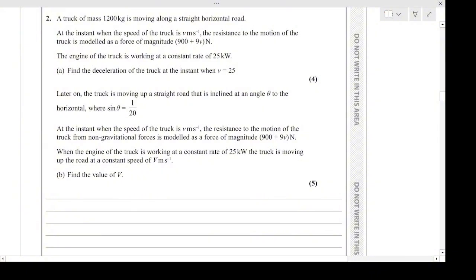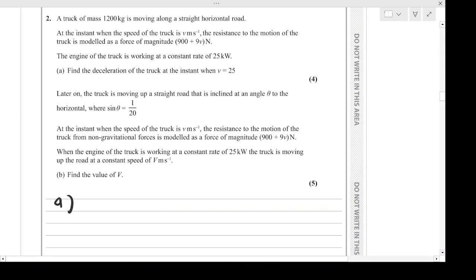So we've got a truck of mass 1,200 kilograms on the straight horizontal road. At the instant when the speed is v, the resistance to motion is modelled as a force of magnitude 909 v. The engine is working at constant rate of 25 kilowatts. And so firstly, find the deceleration of the truck at the instant when v is 25. Now, deceleration is just basically acceleration, essentially, right? So find acceleration.